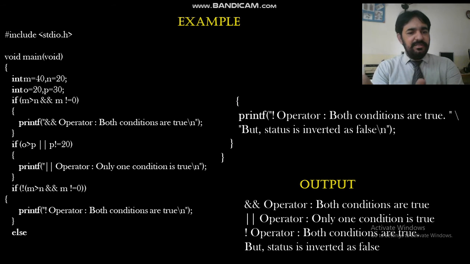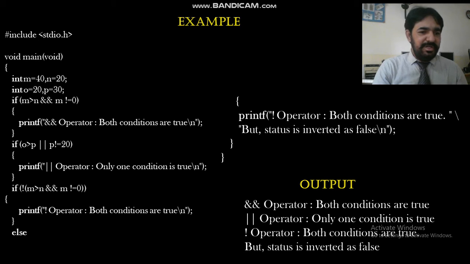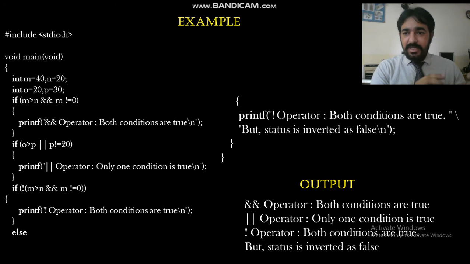We have all gates together. I have included, for example, stdio.h and void main. I am taking four integers: m, n, o, p. You can take any type of integer. We have studied this in previous lectures. Integer m equals 40 and n equals 20. Then o equals 20 and p equals 30.